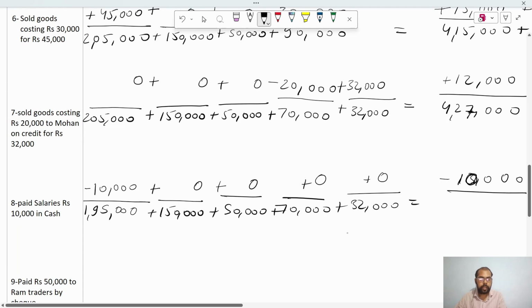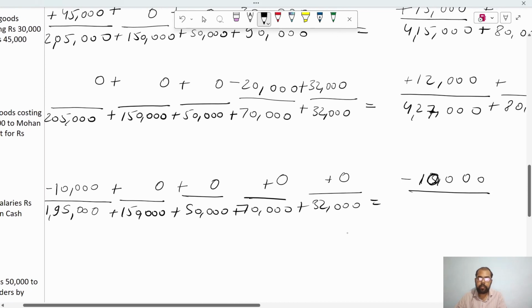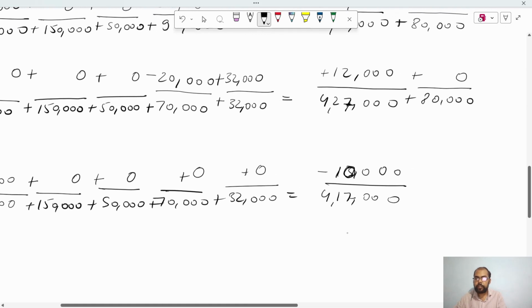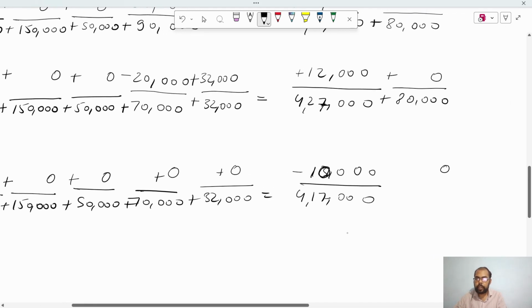If the profit is added to the owner's capital, then expense will be deducted from the capital also. So what it becomes? It becomes 4,17,000. Now no change in case of creditors. They will remain same at 80,000.